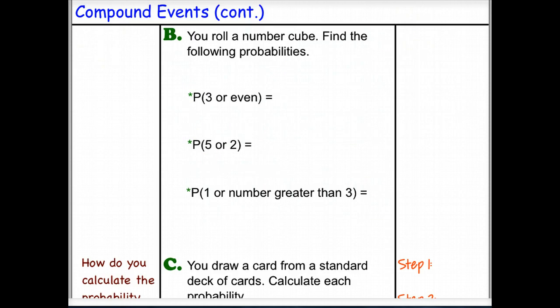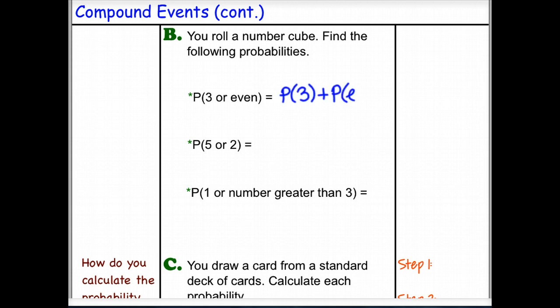What I want you to do right now is give B a shot, enter your answers into Edpuzzle, and then check to see if you're correct. Let's take a look at this one. I know rolling a number cube, those events are mutually exclusive because 3 is not an even number, 5 is not 2, and 1 is not greater than 3.